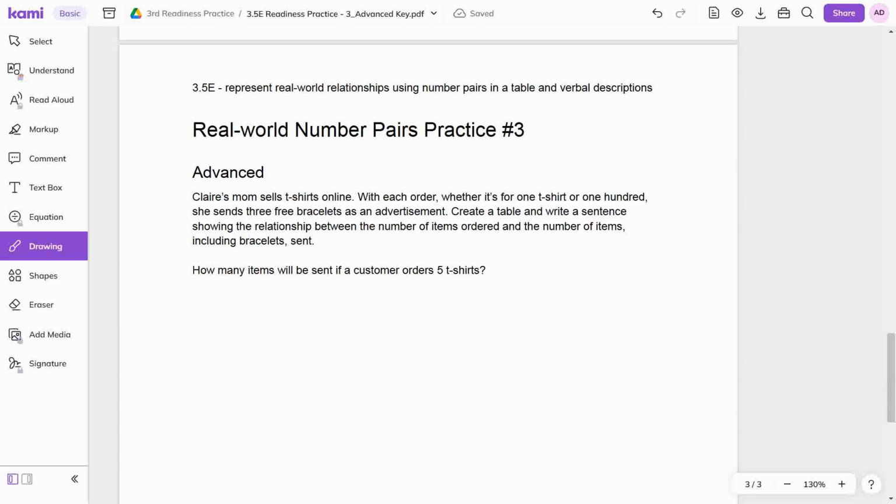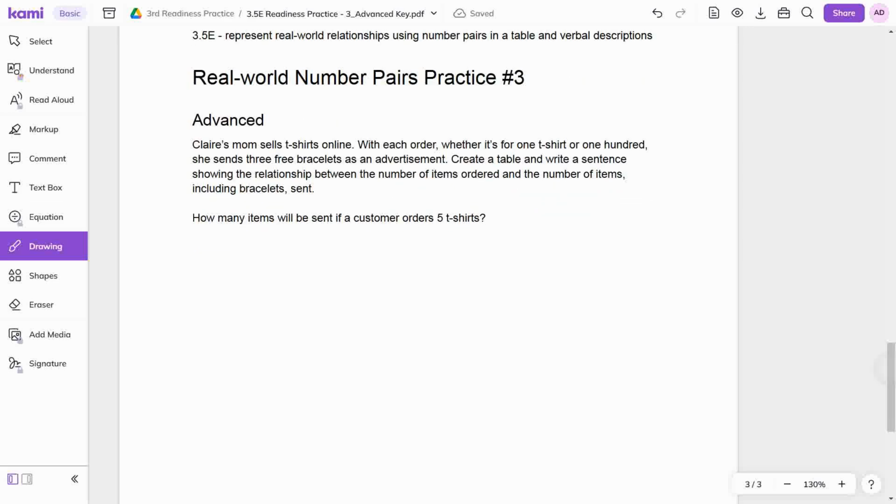For our third problem, we've got Claire's mom. She's selling t-shirts. And with each order, whether it's 1 t-shirt or 100 t-shirts, she's going to send 3 free bracelets as an advertisement. So we need to create a table, and then we're going to write a sentence. And specifically, we need to include 5 t-shirts.